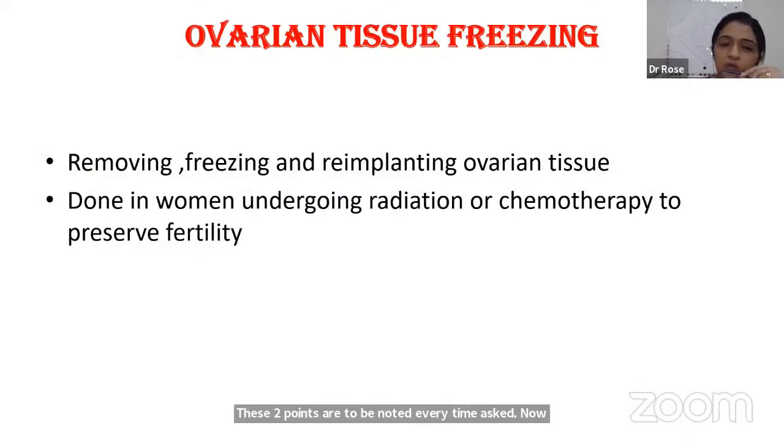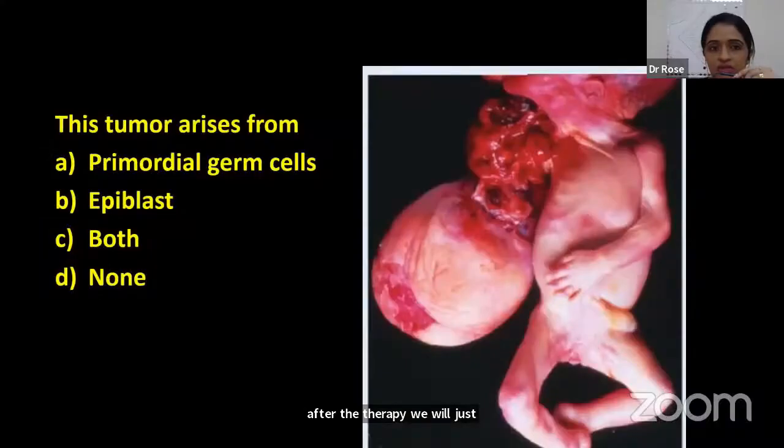It is actually removing and freezing the ovarian tissue when a woman is planning to undergo radiation or chemotherapy. The ovaries will be destroyed. So, in order to prevent that, if she is in the reproductive age group, we will just remove it, and after the therapy, we will just reimplant it. That process is known as ovarian tissue freezing.